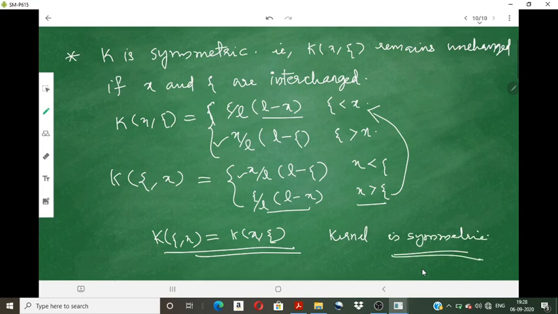There are interesting properties for symmetric kernels that we will discuss later.